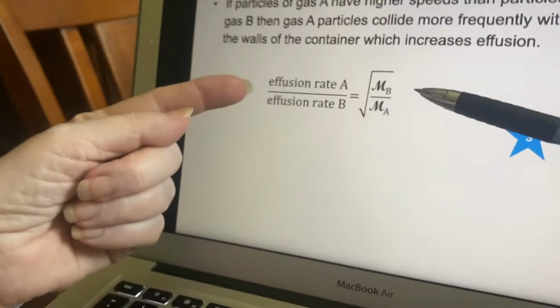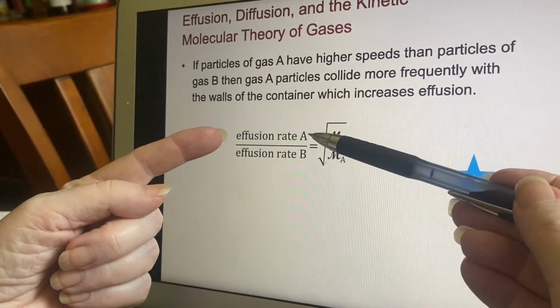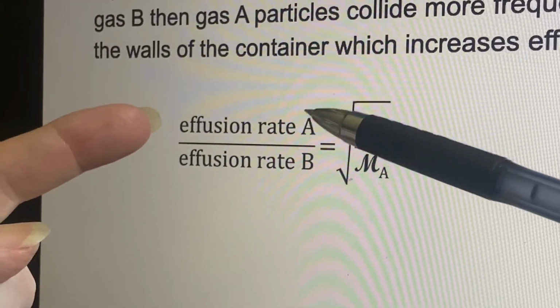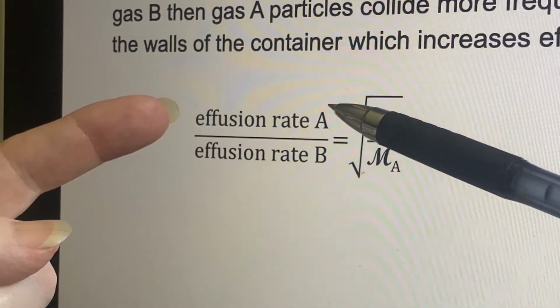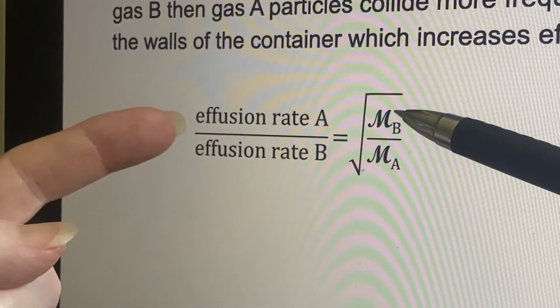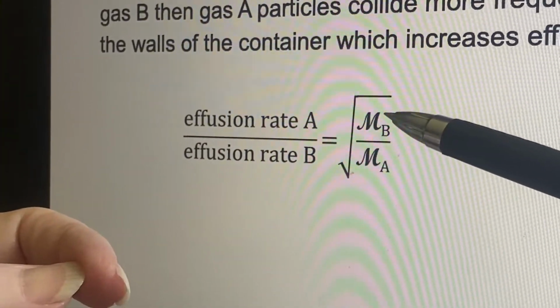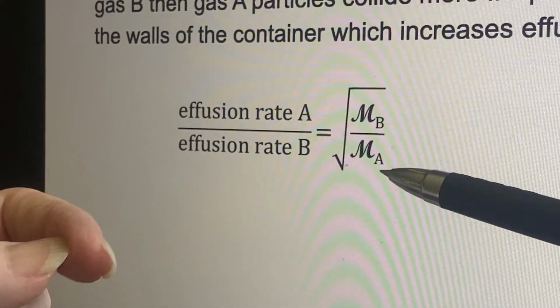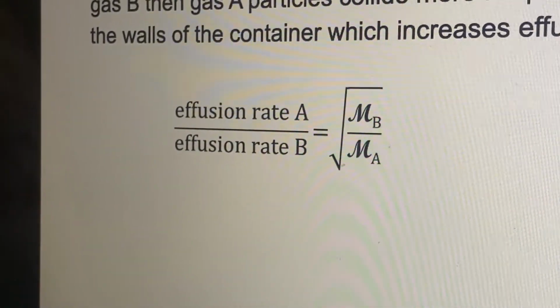So here we have the effusion rate of A, because it's going faster, right? It collides more frequently with the walls. It collides more frequently with the hole. That happens when the mass of B is more than the mass of A. So the lighter ones get out through the hole faster.